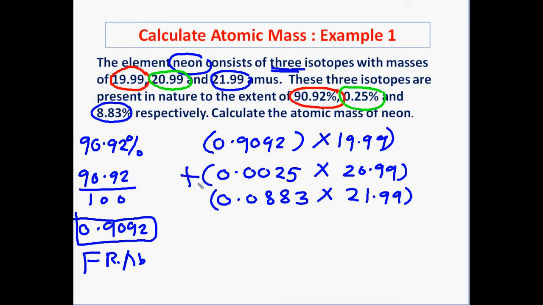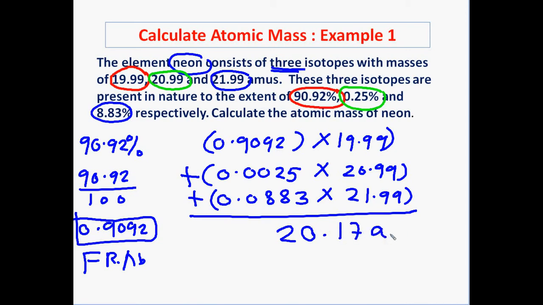So when we add these products, whatever we get is the final answer. And that answer turns out to be, in this case, 20.17 AMU. Okay, so that's one kind of problem, when the masses of all 3 isotopes are given to you and also the percentages are given to you.